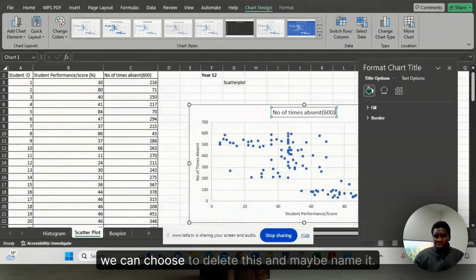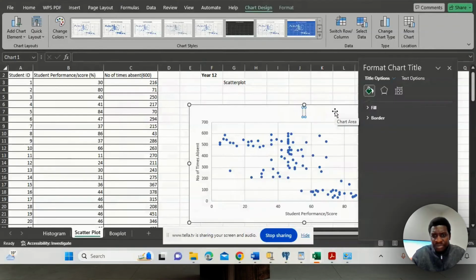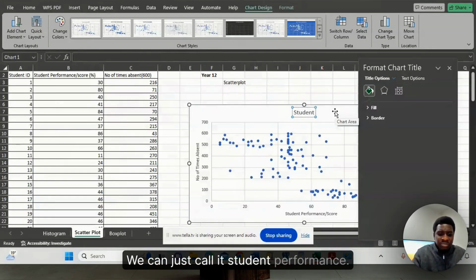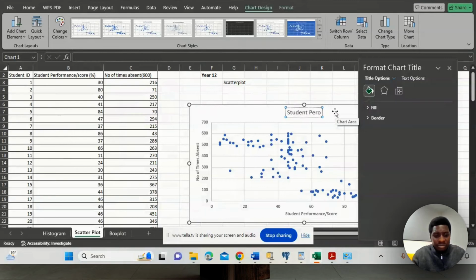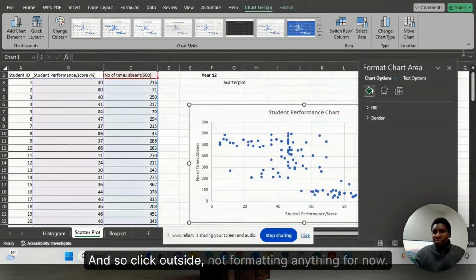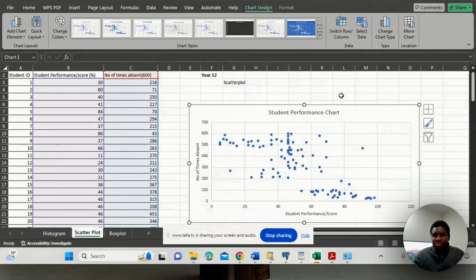We can choose to delete this and give it a name. We can just call it student performance, sorry, visualization. Let's call it visuals, or charts. Yeah, let's call it charts. Click outside. We're not formatting anything for now.